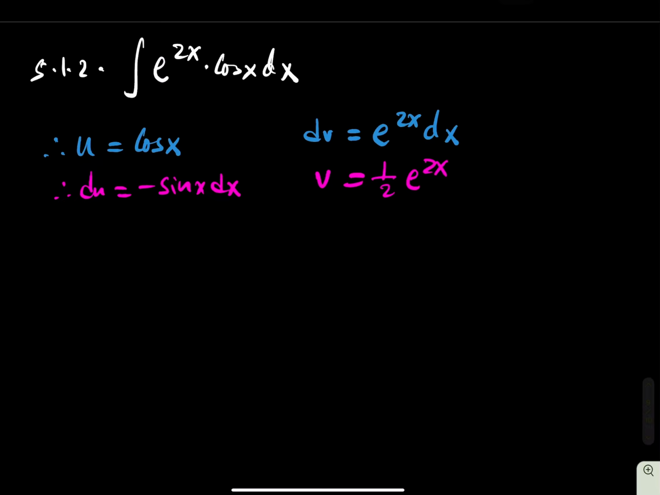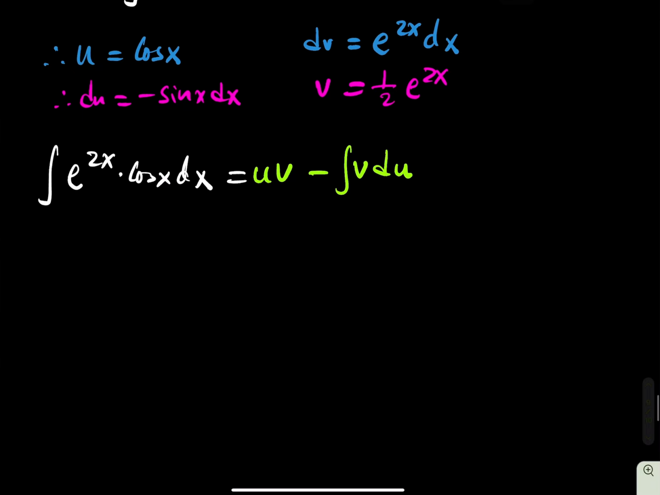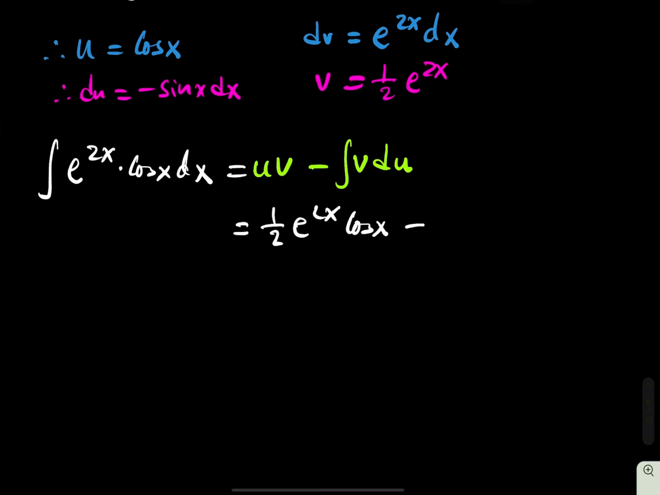That is your v. Well, you then say to yourself now that this stuff is going to be uv minus the integral of v du. You primarily have everything to substitute here. That is u and that stuff. So you're going to get 1 over 2 e to the power 2x cos x, minus the integral of v du.